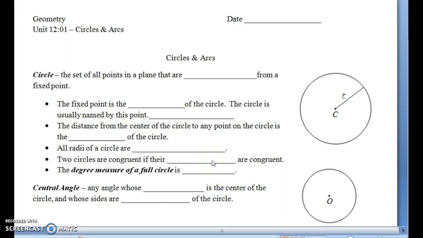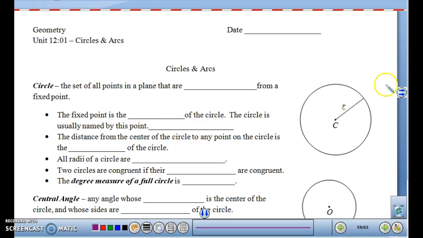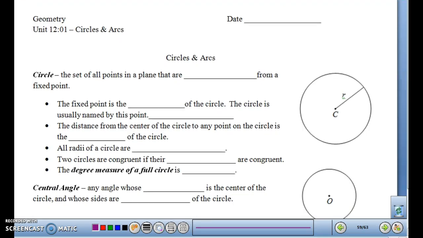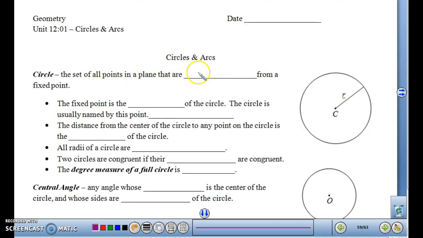This is Geometry Unit 12, Lesson 1 on circles and arcs. A circle, by definition, is the set of all points in a plane that are equidistant, or at the same distance from, a fixed point.